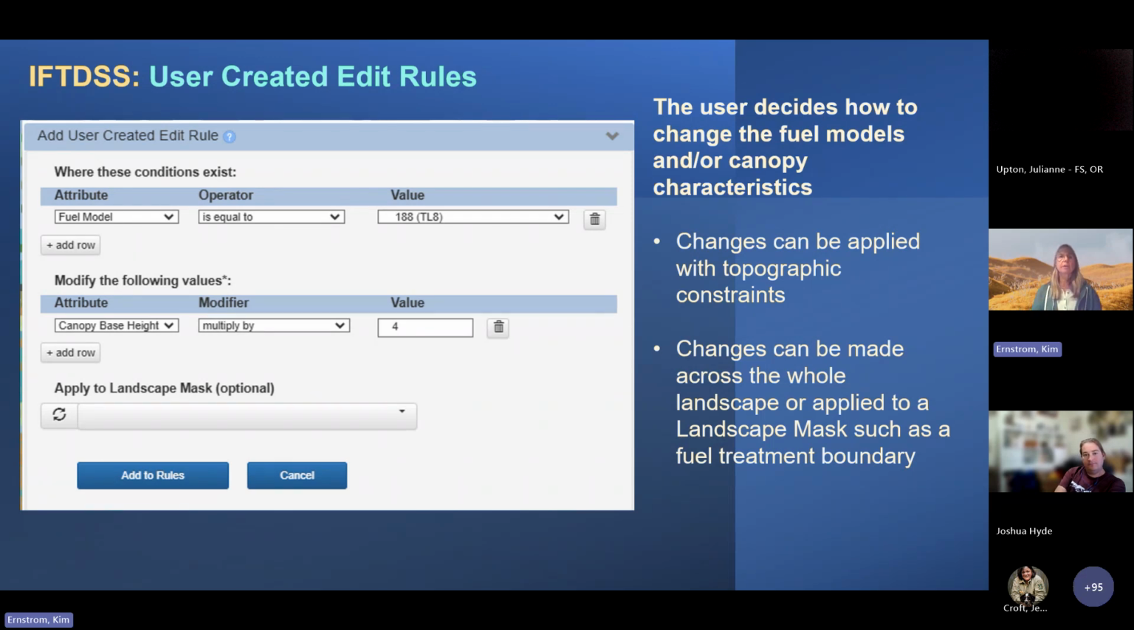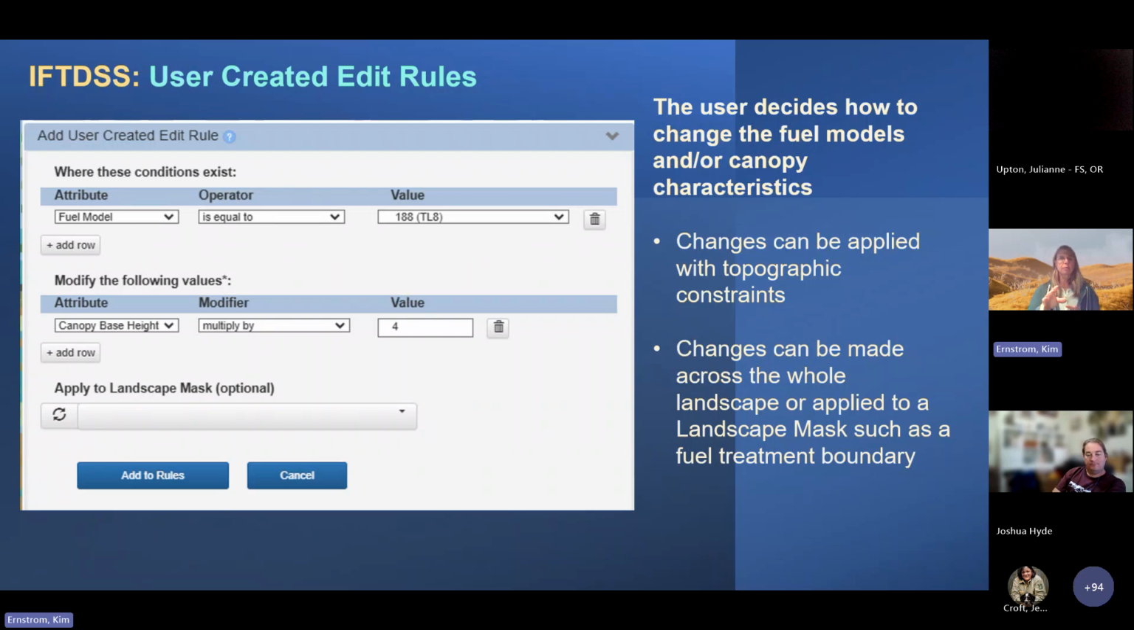So with the user created rules, you're basically deciding how you're going to change the fuel models and how you might change the canopy characteristics. And these are two separate things. A lot of people think if I change a fuel model, I'm also changing the canopy characteristics, and that's not the case. Fuel models are for surface fire spread. Canopy characteristics are for crown fire behavior.